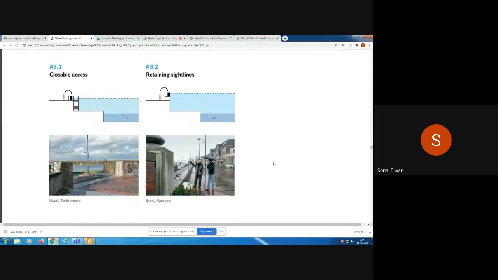Then there are other detailings like this, in which glass barriers and walls have been used. So even though the cities are developed quite close, it does not visually hinder. So there is presence of a glass barrier which is not visible, but it allows people to be connected to the river bank.